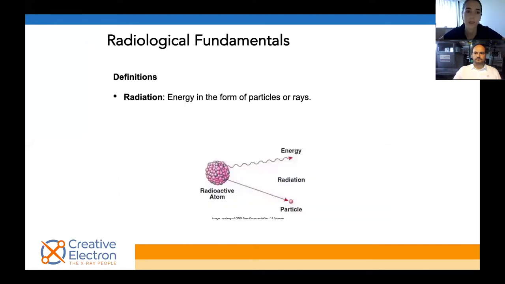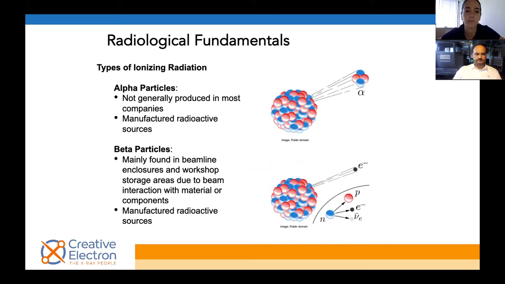As the most basic definition, radiation is just energy in the form of particles or rays. This makes radiation kind of unique. It acts like light, so it can have mass or it can just be a wave, and we treat both of them differently when we're talking about radiation safety. There are many different types of radiation, but for this meeting I'm going to focus on four types. We're going to start with alpha particles.